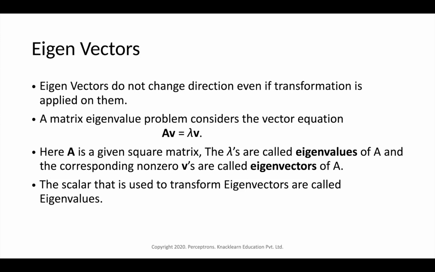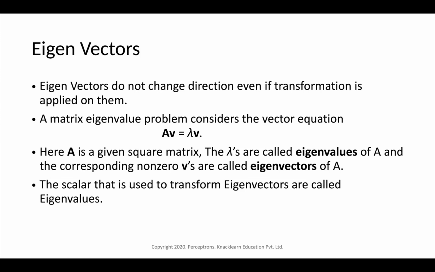Eigenvectors are those vectors that do not change direction even if a transformation is applied to them. Suppose you apply a transformation on top of the data, you just scale the data, or you perform some kind of transformation on it. After that, if the new vector you are getting doesn't change direction, it is the eigenvector.